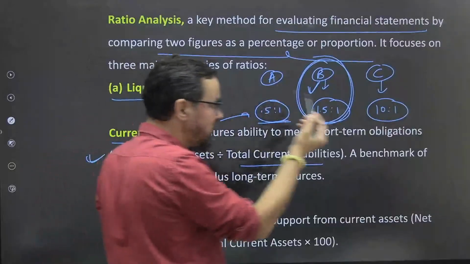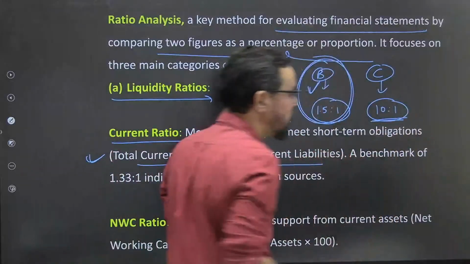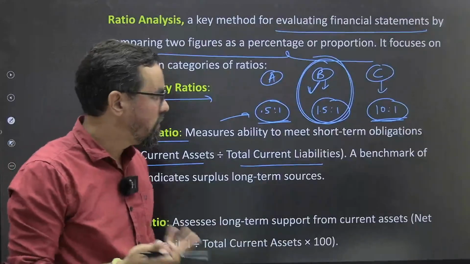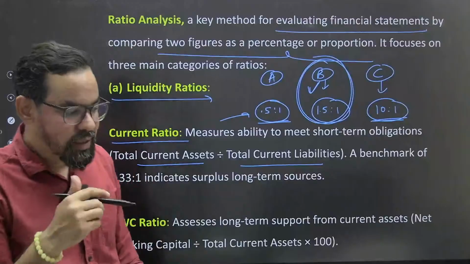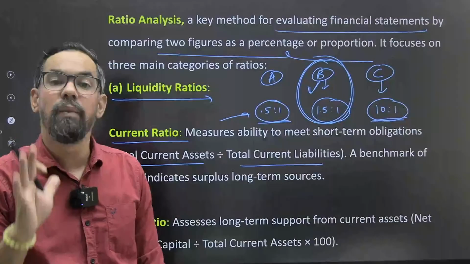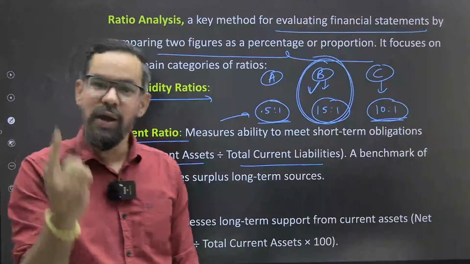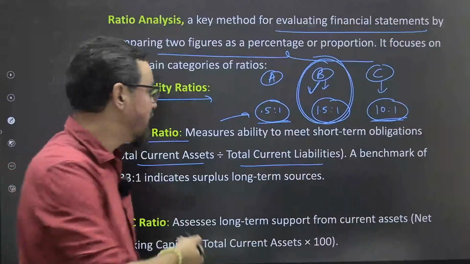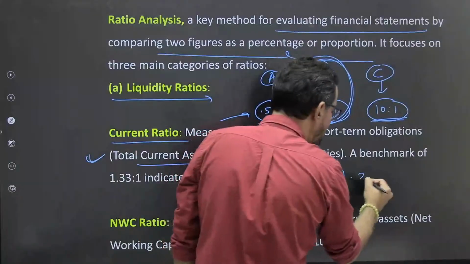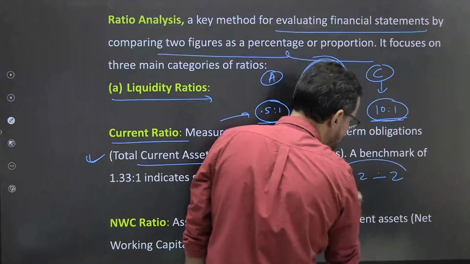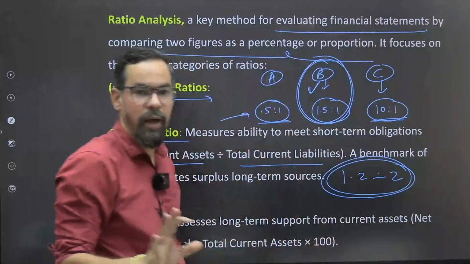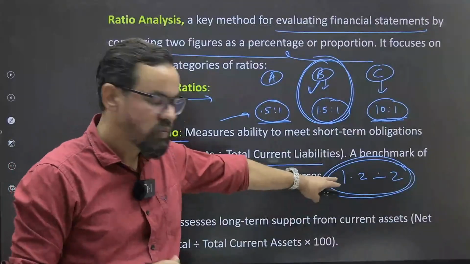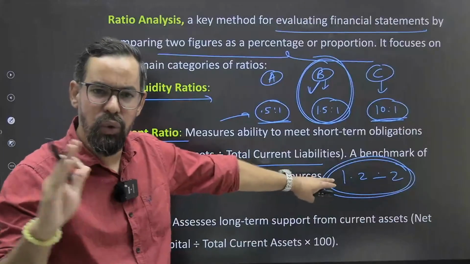Company C, now you might feel company C has a lot of cash. Why are we not picking company C? Because in this particular case, they are missing the opportunity cost. They require 1 rupee and they are holding 10 rupees. The best current ratio is 1.2 to 2. This is the best current ratio which is suggested to companies, that your current ratio should be between 1.2 and 2.